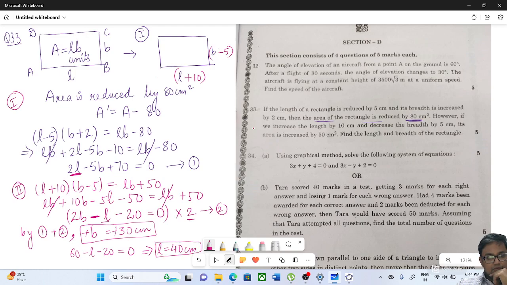Right. So, 30 and 40, these are the measurements. So, the area is 30 into 40, that is 1200 meters square. We can verify by just using one of the equations.